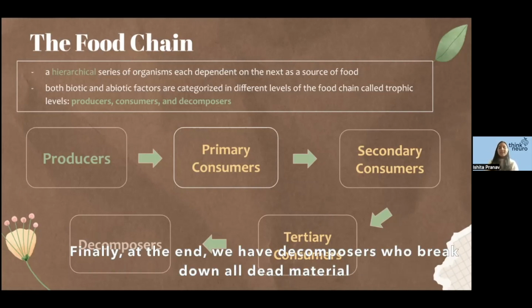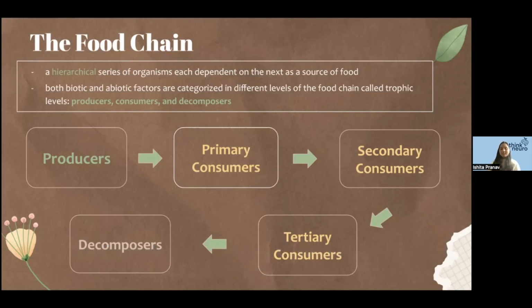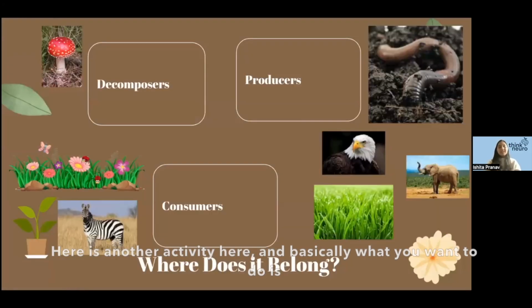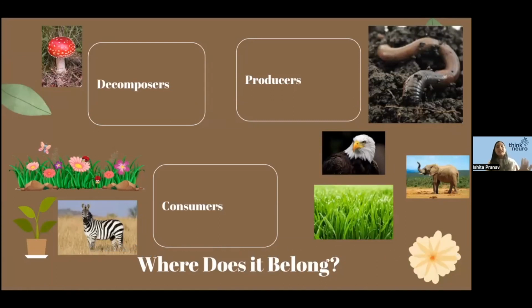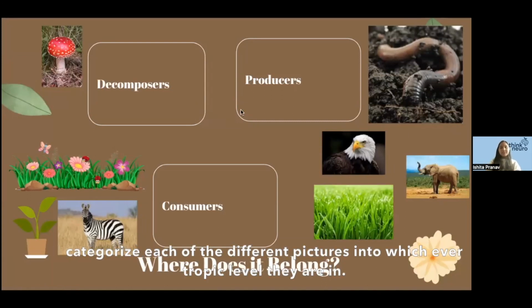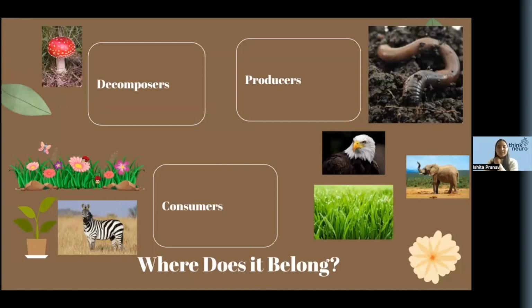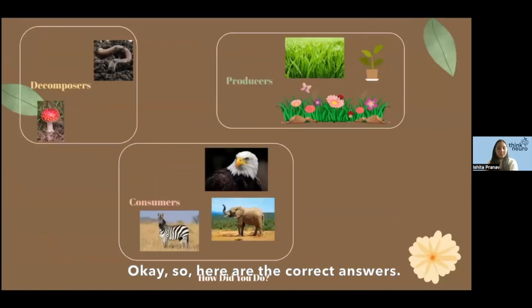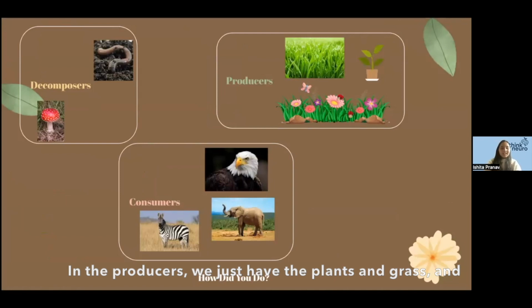Finally, at the end, we have decomposers who break down all dead material, such as worms and fungi. Here's another activity, and basically what you want to do is categorize each of the different pictures into whichever trophic level they are in. Okay, so here are the correct answers. In the decomposers, we have the worm and fungi. The producers, we just have the plants and grass. And for the consumers, we have these animals right here.